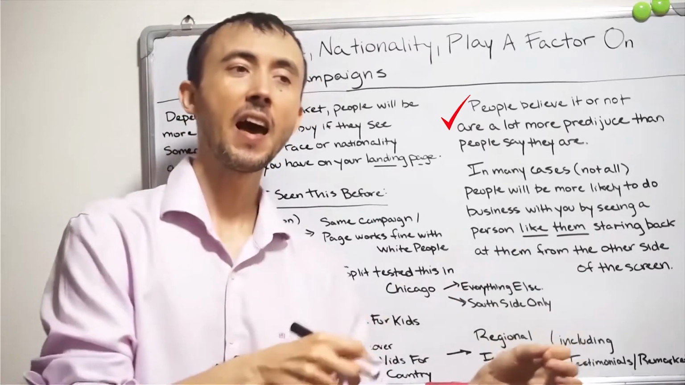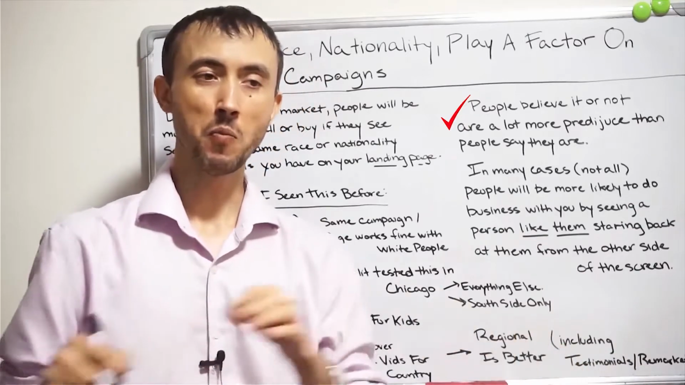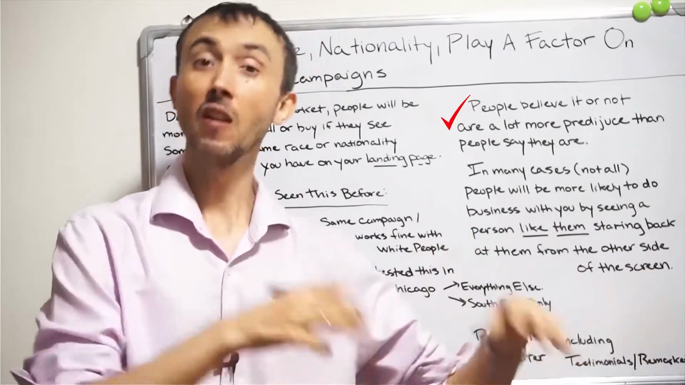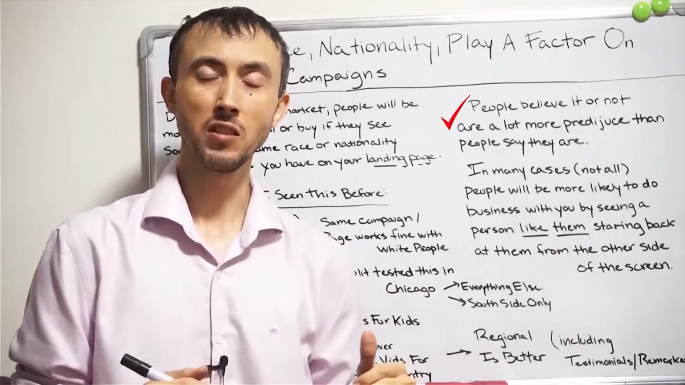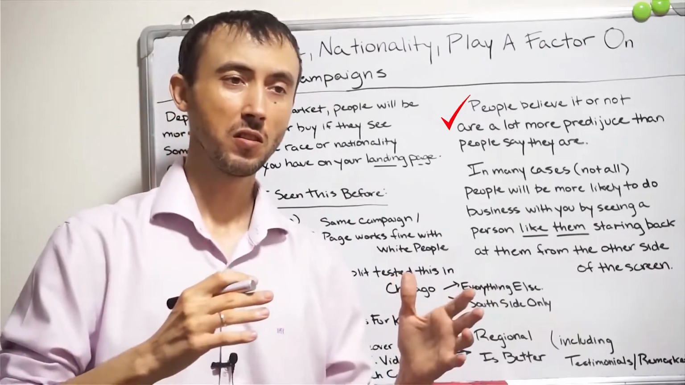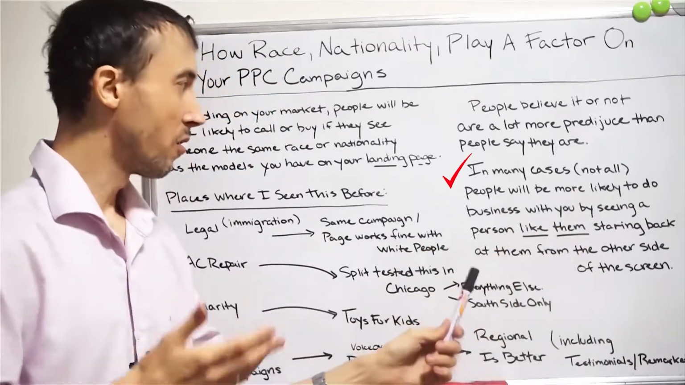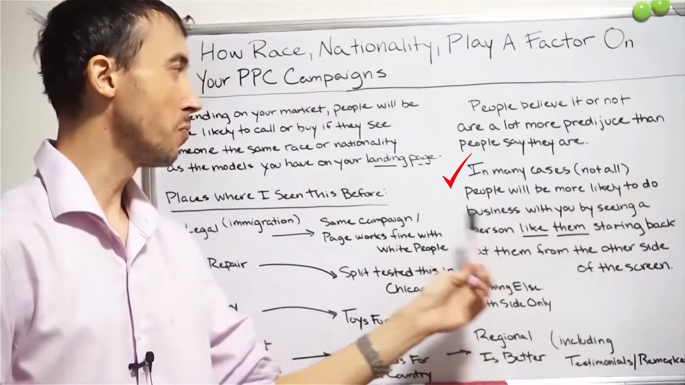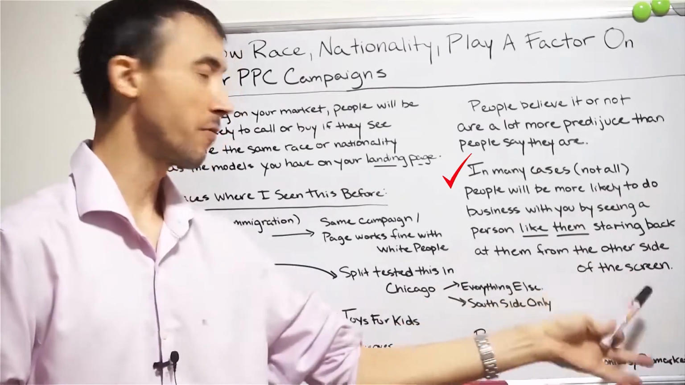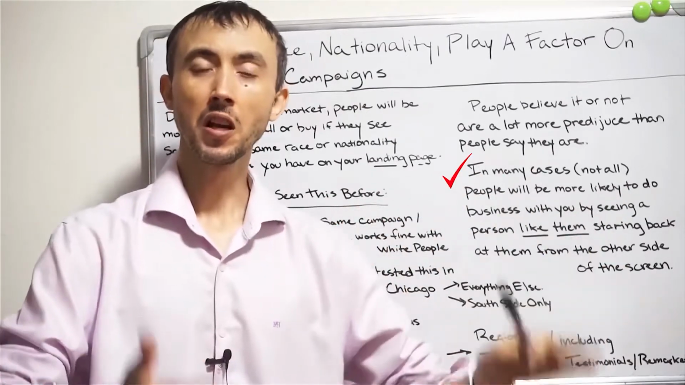So you've got to account for that in your marketing. If you're marketing to someone who has a preference to see and hear things from people like them, and you don't have that, then automatically you're going to see a discount in your response rates in your advertising as a result. So it's not a prejudice, it's just optimizing. In many cases, not all though, people will be more likely to do business with you seeing a person like them staring back at them from the other side of the screen. What they see is a lot more like them in general, so they're going to buy more, not less.